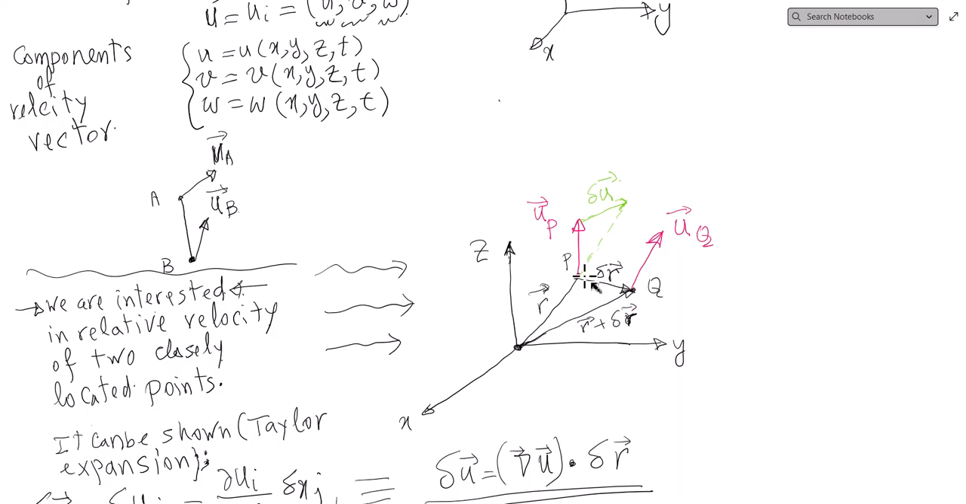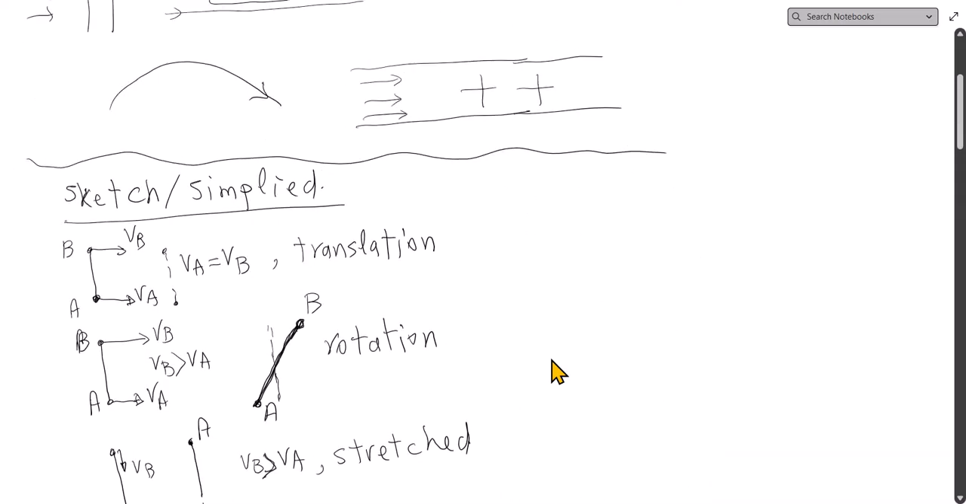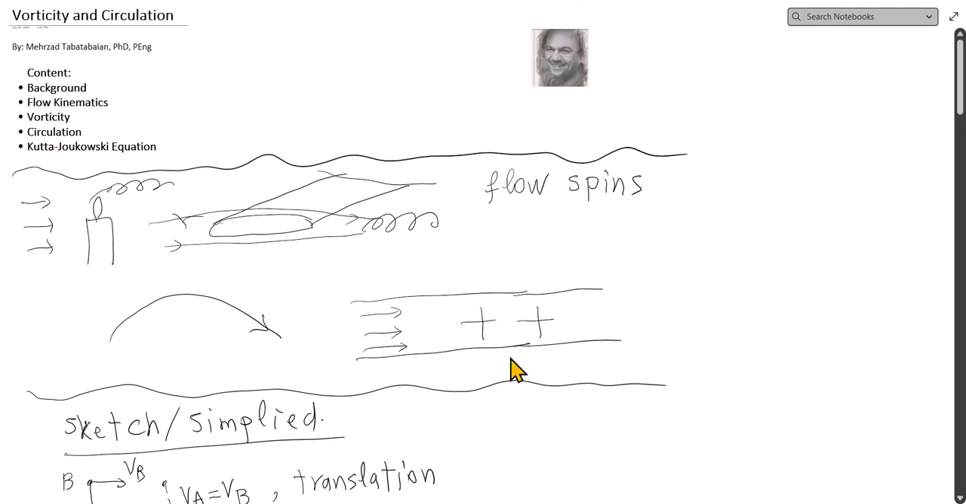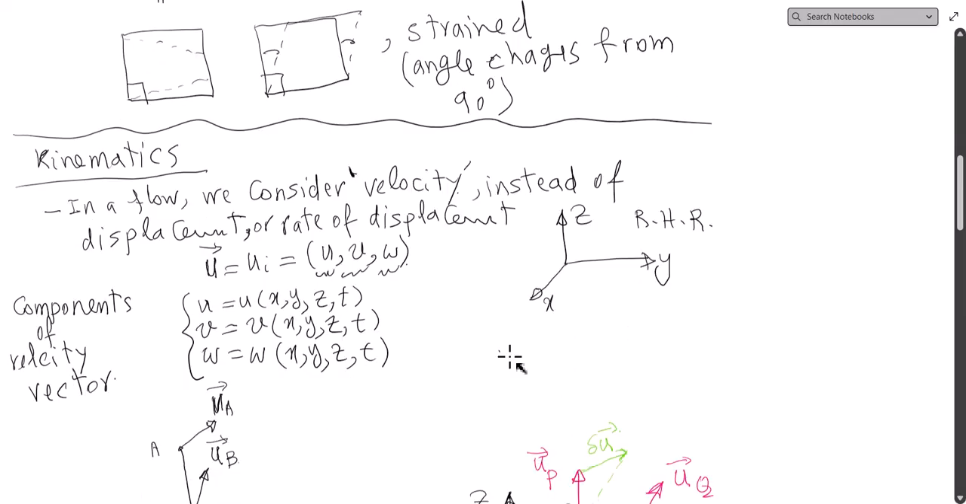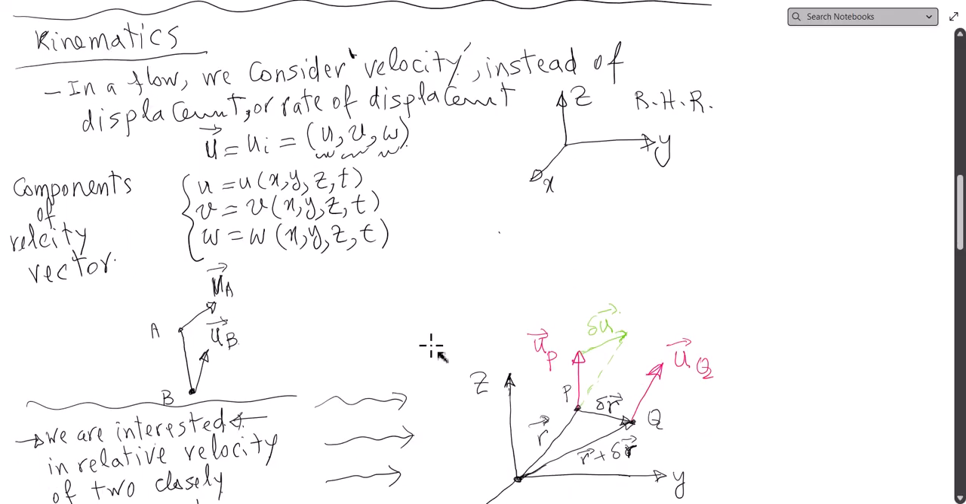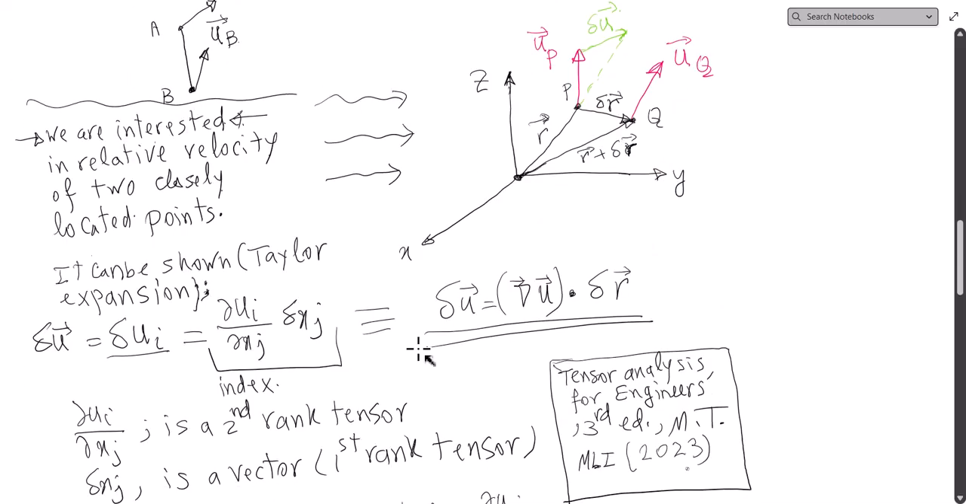Now, why are we interested in these points in terms of their velocity? Because we are interested in the relative velocity of two closely located points like P and Q, in order to understand the kinematics of the flow. If every point moves with the same velocity, there is no rotation, there is no straining, it is just translation. So we would like to know the relative velocity.